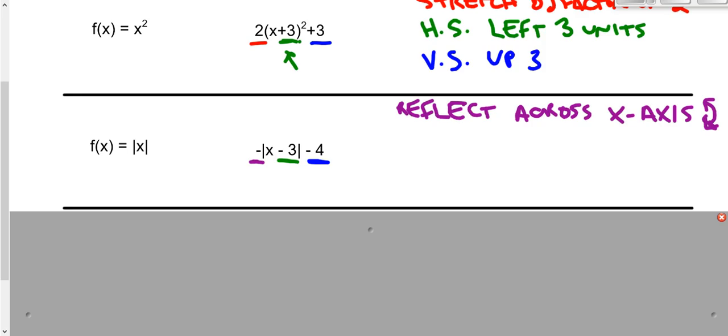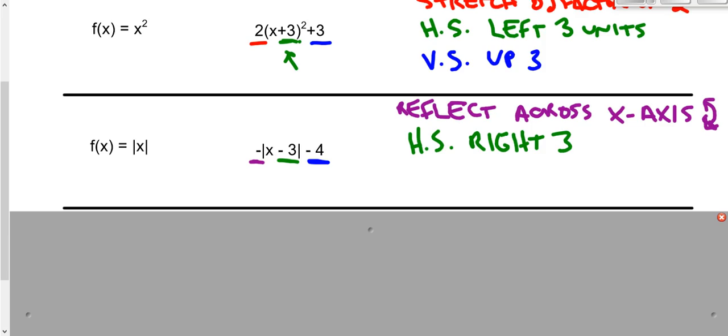The green portion here, that -3, the minus symbol is a horizontal line. So it tells me this is moving in the positive direction. Even though it's a minus symbol, it's moving to the right. So we are going to have a horizontal shift that is to the right 3 units, okay? So our horizontal shift goes to the right 3.